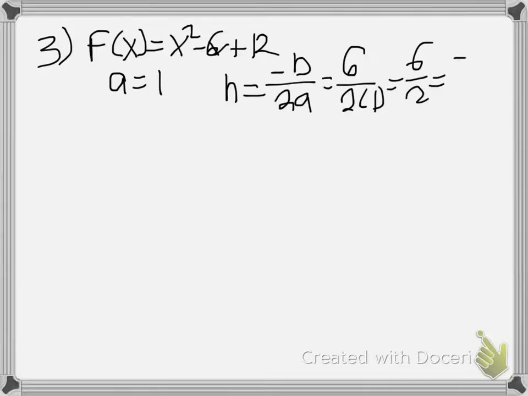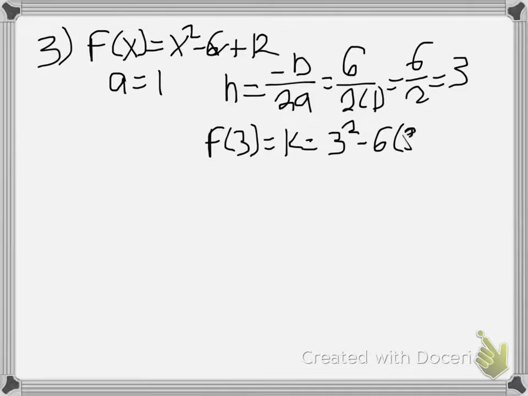which is 3. Okay? So now I need to plug this 3 into my formula. So I want f of 3, and that'll give me k. So that is 3 squared minus 6 times 3 plus 12. 3 squared is 9 minus 18. Wow, that's really bad.